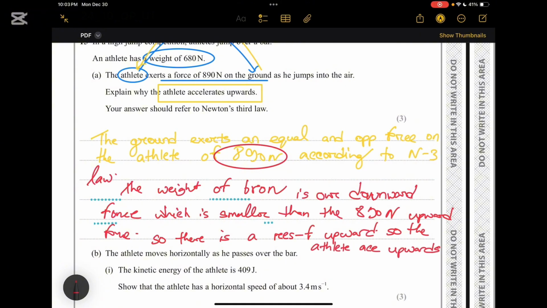Okay, so this 890 newtons was exerted by the ground on the athlete. So the ground is this, and it exerted that force on the man in this direction. So the upward force is greater than the weight, which is the downward force. So this is why our answer will be like this. So we are done with question part A.